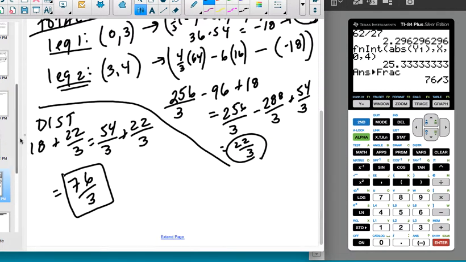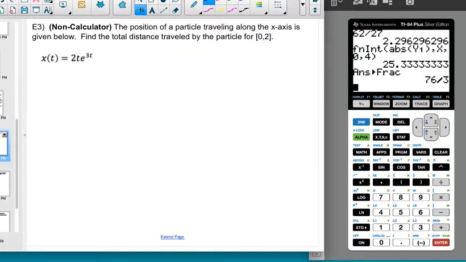So again, kind of tedious, but don't panic. You're not going to have to do a bunch of those. So this is a non-calculator one. We're going to do total distance, but I'm going to argue that this one's not awful. Again, these non-calculator ones are a little bit more tedious.